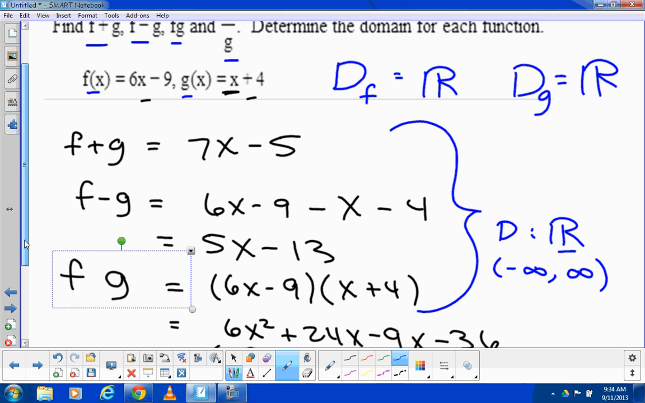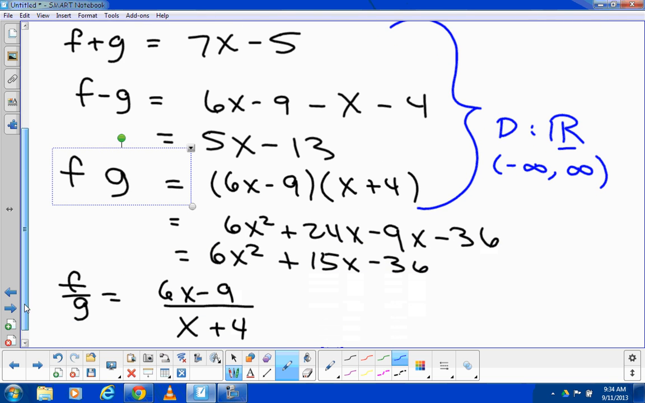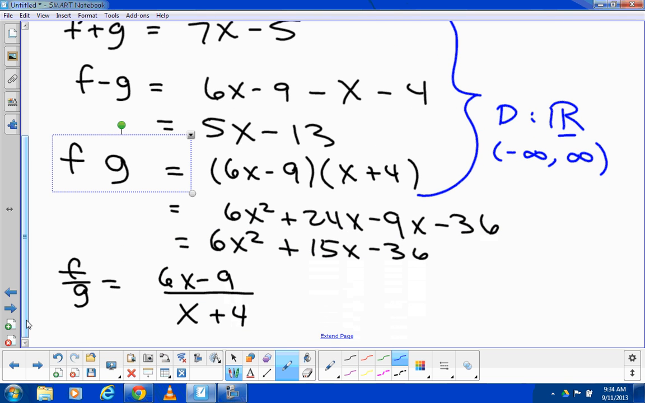Now, when we got to f divided by g, then we had a restriction. We actually said this earlier. It would be all reals except for -4. There's really no big deal on this one. All x such that x cannot equal -4.